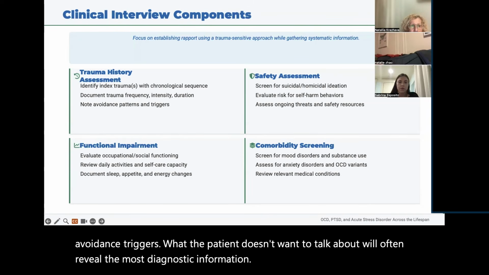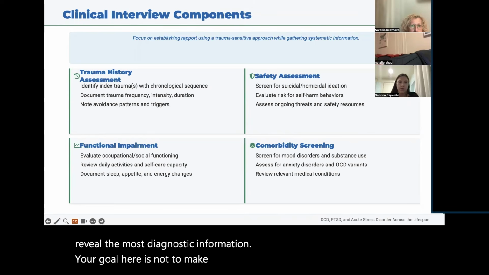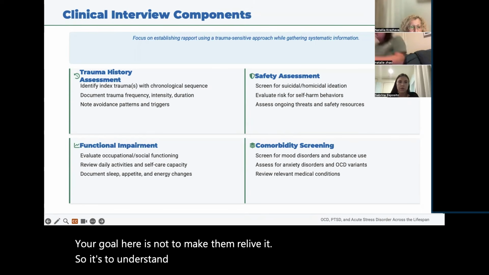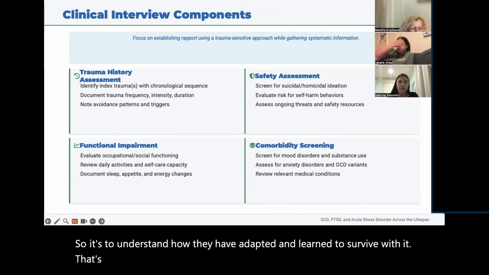Your goal here is not to make them relive it. It's to understand how they have adapted and learned to survive with it. That's what you're really going after. They don't need to hear all the gory details.